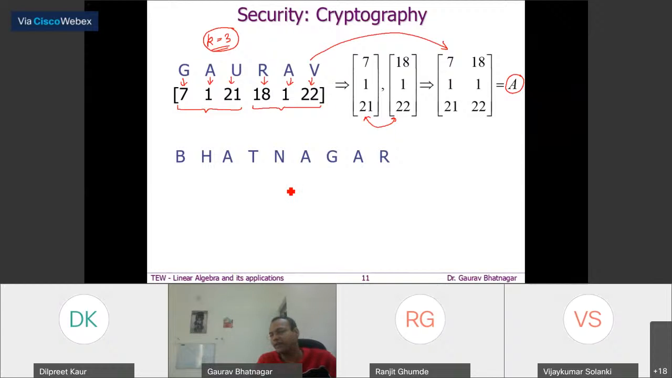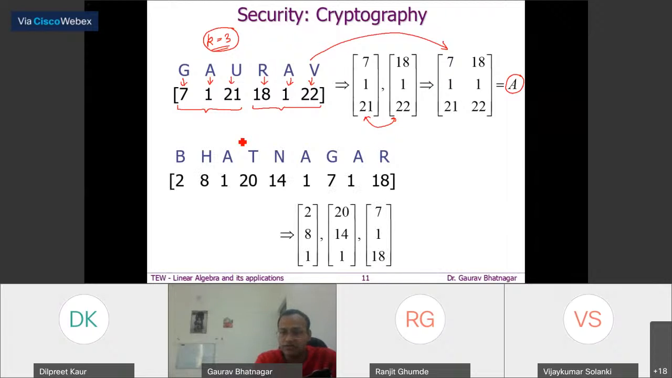You can make the square of A, you can multiply A with any other matrix, such that the matrix multiplication exists. And another thing you can take care of. See, in a similar manner, this Bhatnagar word is also going to be encoded into a matrix. So let's say this is the matrix, and I am saying this is matrix B.